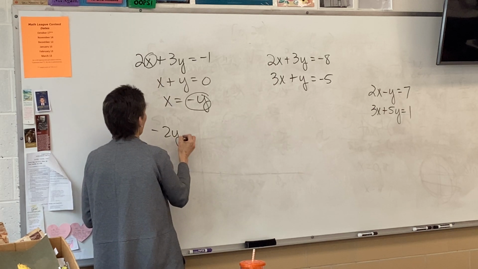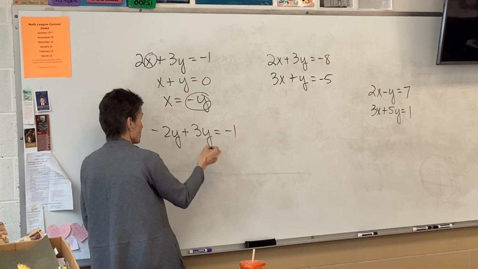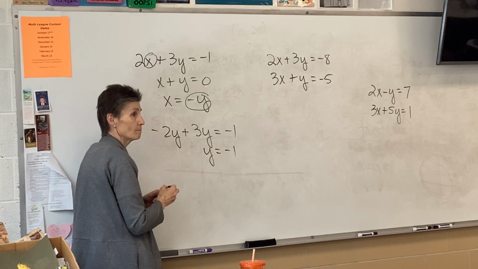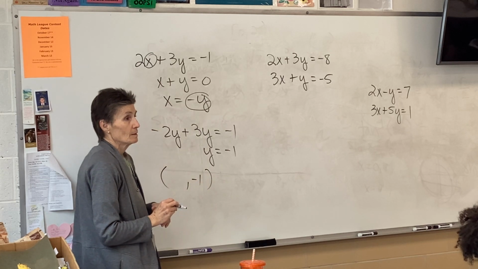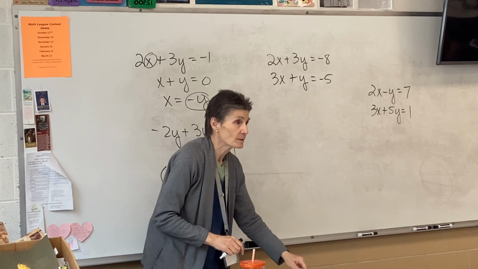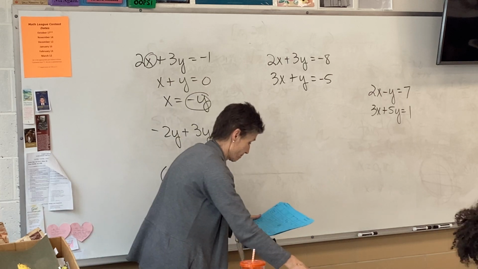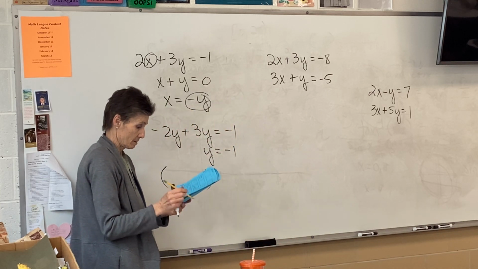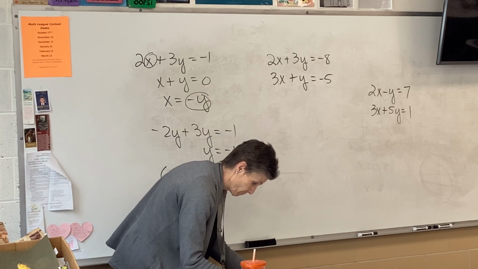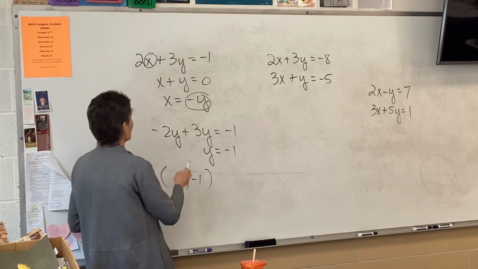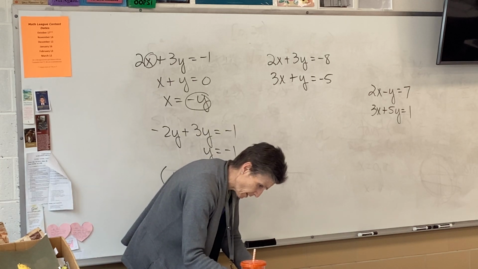So negative 2y plus 3y equals negative 1. Well, that worked out nicely. So y equals negative 1. But we're not done, are we? Because we still need x. Okay, so how do I get x? Plug in negative 1 for y. Is x positive 1 then? Yeah. Perfect. All right, now we're moving on.